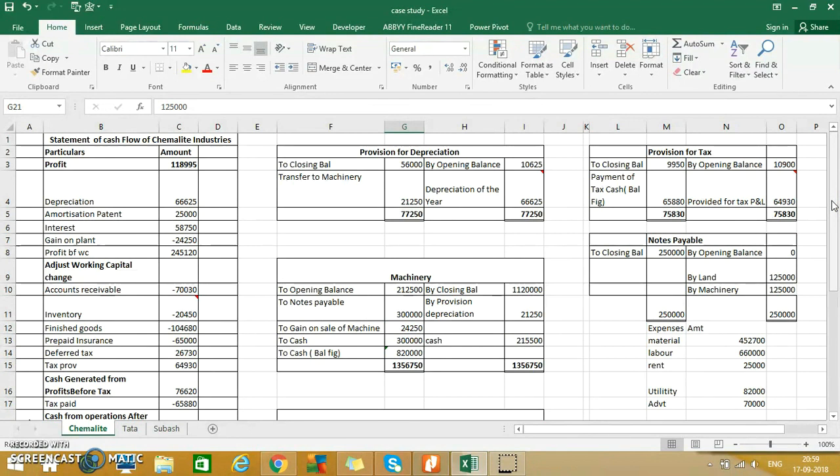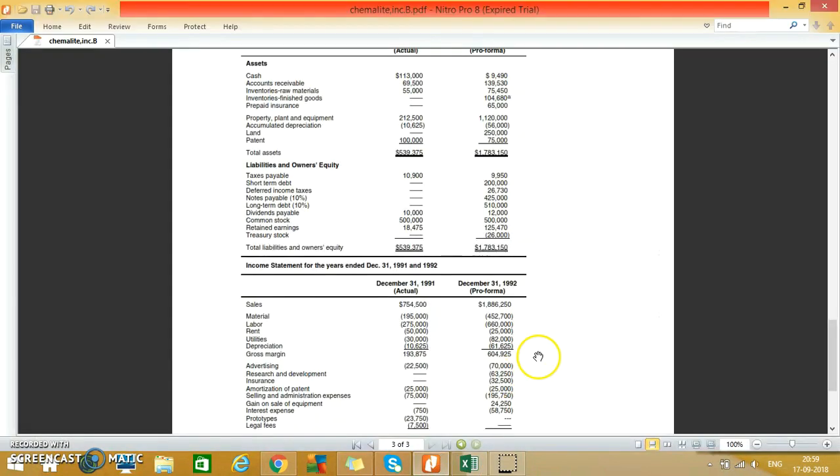Let us prepare the machinery account. Before we get into the machinery account, let us also look at the provision for depreciation. The reason why we are looking at provision for depreciation is we find that in the balance sheet, the long-term assets are given over here. What are the long-term assets? The plant property equipment is 2,12,500. So of this we will just work out how it goes on.